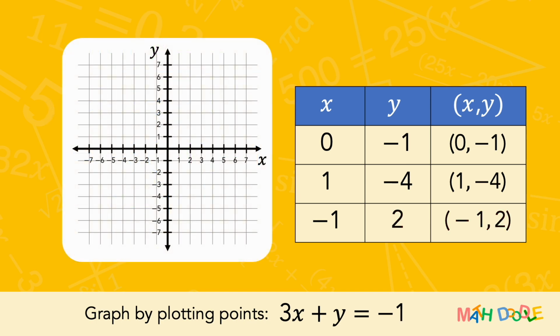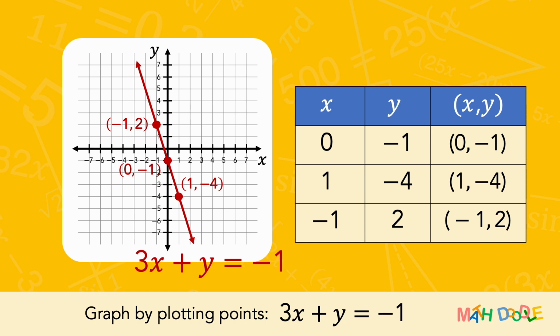Now, let's plot these 3 points in a coordinate system. After plotting these, we can see that the points line up. So, let's draw a line through these points and put arrows on both ends of the line. And this is the line of 3x plus y equals -1.